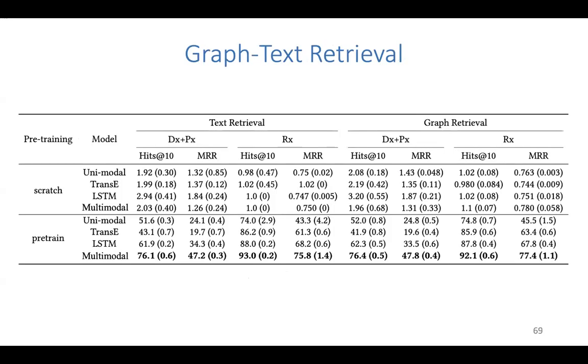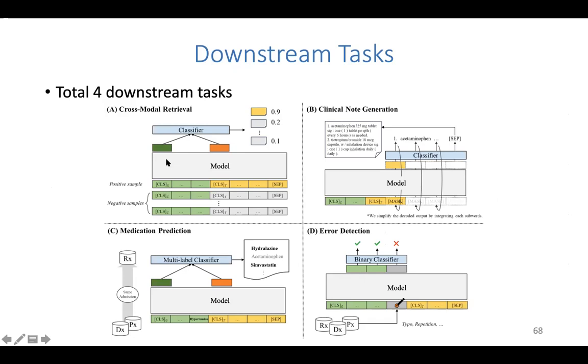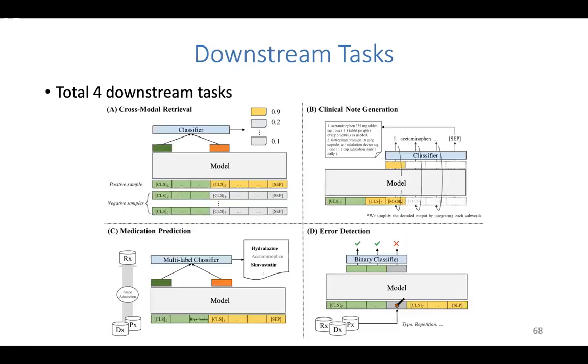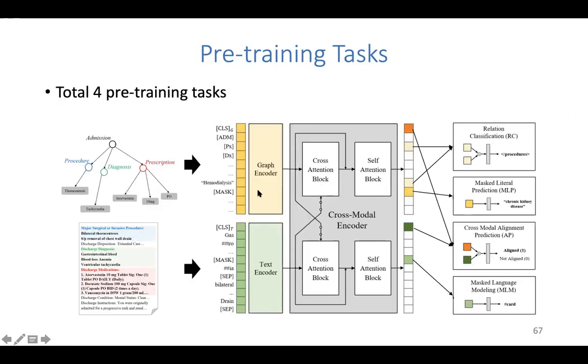So when you do the graph text retrieval, we want to compare between the unimodal and the multimodal. Unimodal is you train these embeddings separately. You only put it through a graph encoder and put it through a text encoder, and then you obtain contextualized graph embeddings and contextualized text embeddings, and that's it. There was no cross-modal encoding. So that is unimodal encoding, and multimodal encoding is exactly having this much more layer.